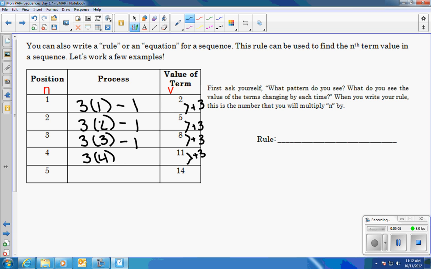3 times 4 is 12. I subtract 1 to get there. 3 times 5 is 15. Subtract 1 to get there. So what that's telling me is that 3n minus 1 equals my value. So my value equals 3 times the position n, minus 1.